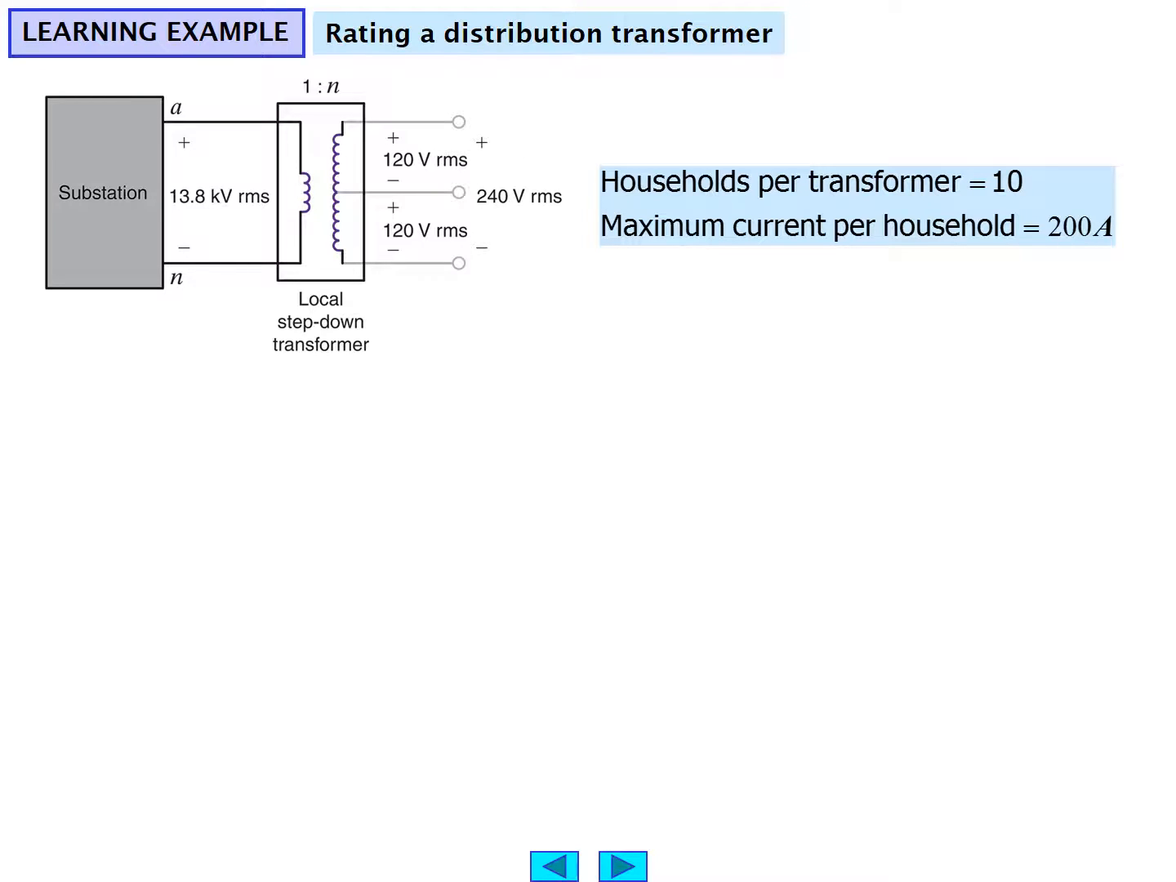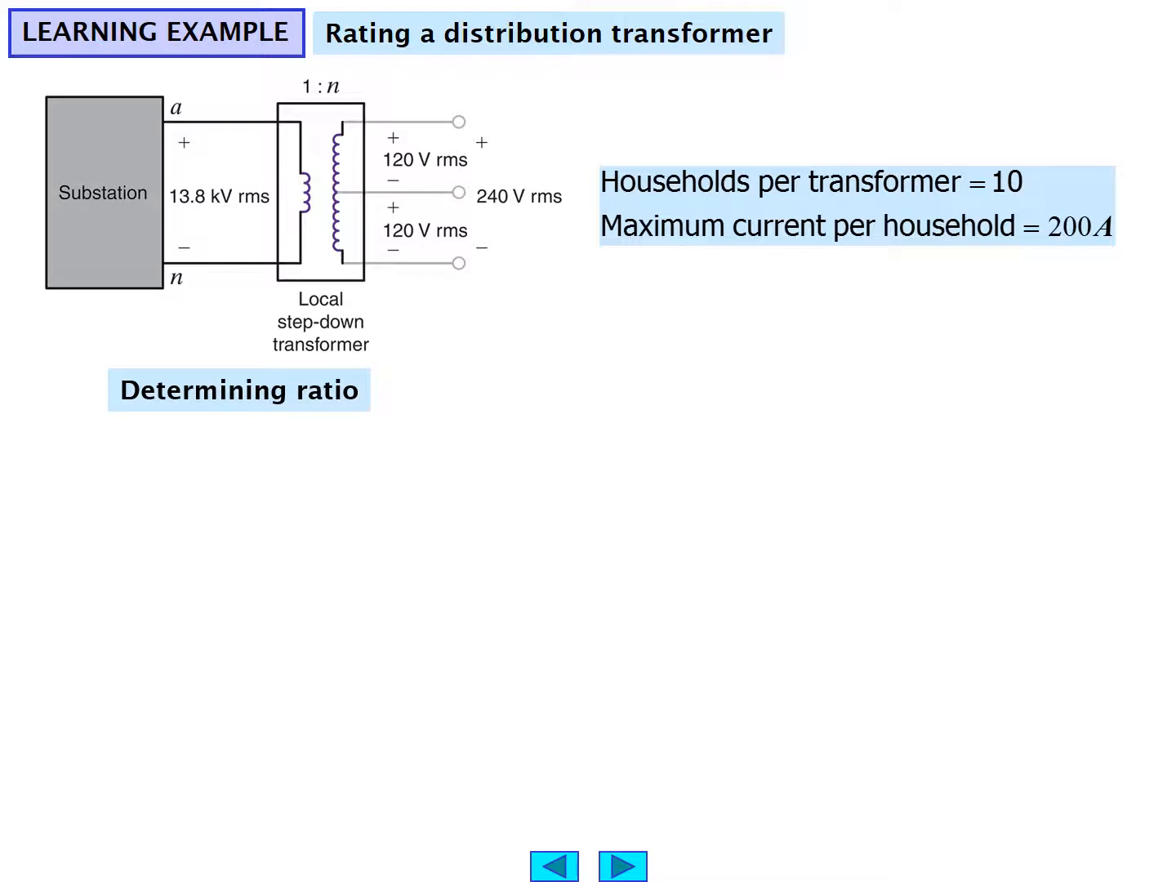In this learning example for professional interest, let's rate a distribution transformer. We have a utility substation providing 13.8 kilovolts to a local step-down transformer. Usually they appear on your power poles out front, and they can provide two 120-volt circuits, or if you will, by going across the transformer, one 240-volt circuit. Households are in fact wired in parallel across this local step-down distribution transformer, usually up to 10, and the maximum current per household usually is 200 amperes.